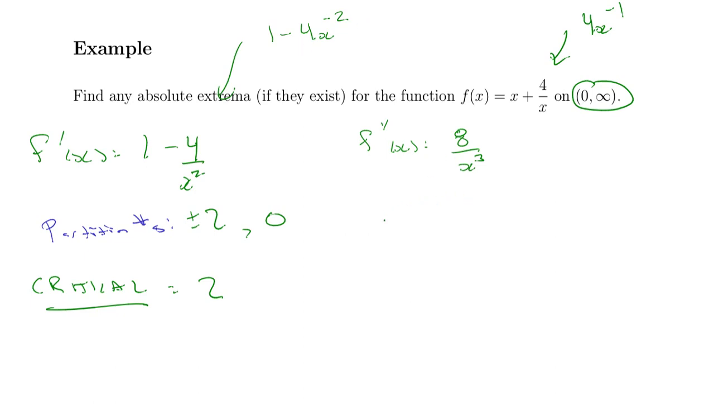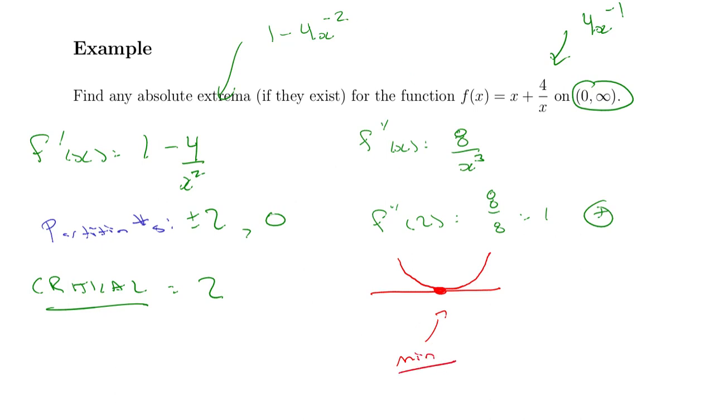Cool. So we need to go ahead and check out what's happening at 2. 8 over 8 is 1. That's positive, meaning our function is concave up there. Critical point, horizontal tangent line, concave up. That is a minimum. So what we can say is that f of 2, which is 2 plus 4 over 2, which is 4, that is the absolute min.